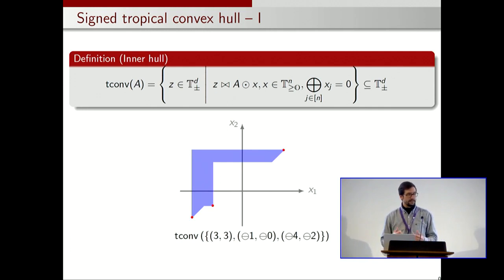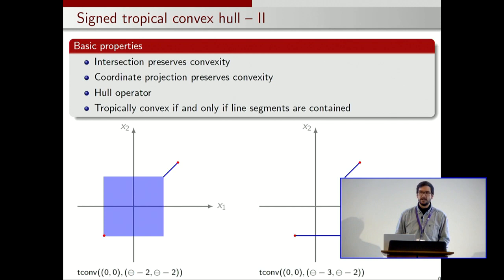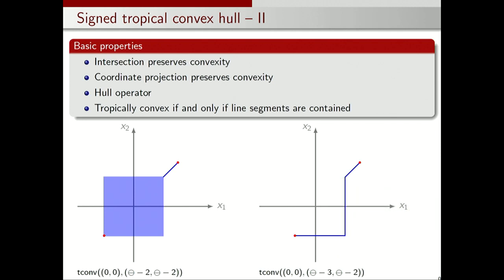We can define a convex hull in this setting with these signed tropical numbers. And you can see such a weird shape here. This is just a signed tropical polytope. If you look at the definition, we just replaced the equality with this weird balance symbol. Otherwise, we can just think of it as replacing the sum by the tropical sum and the multiplication by the tropical multiplication. And suddenly we get a geometric object which one can study and which has very desirable properties for a convex hull. Namely, intersection preserves convexity, and projection preserves convexity. It's a hull operator.